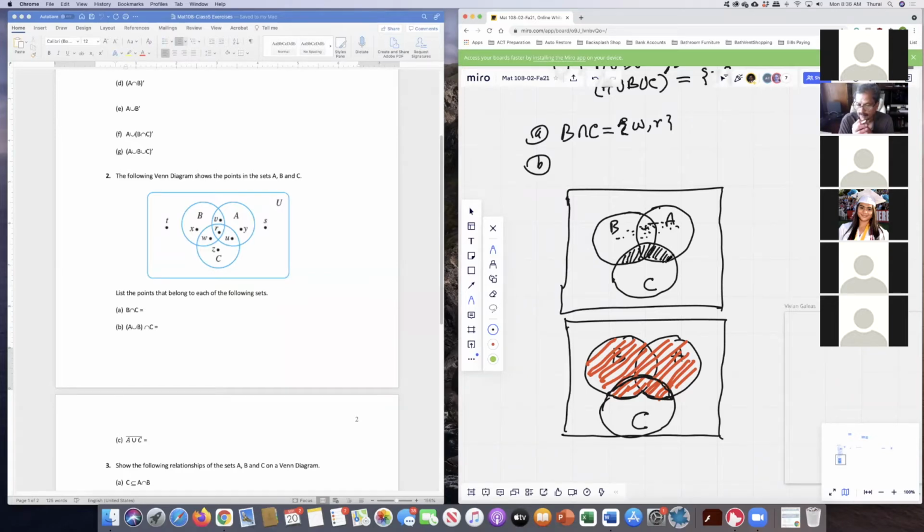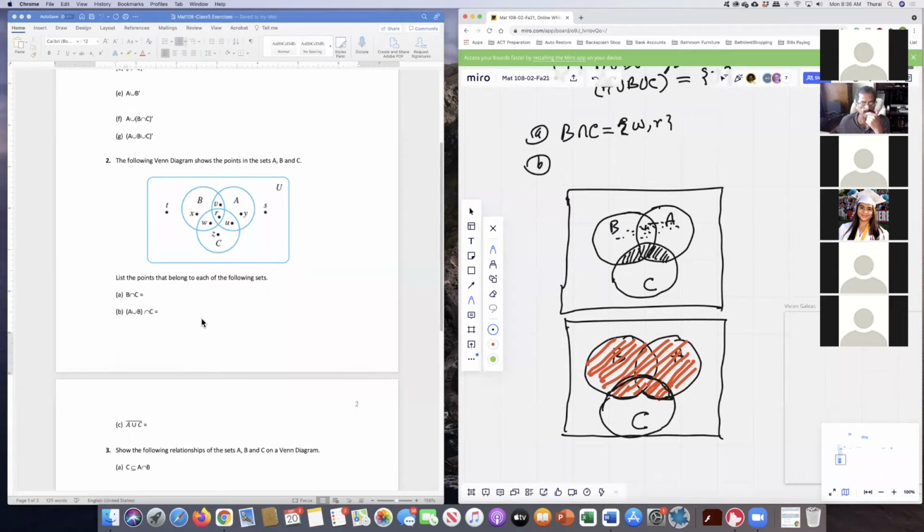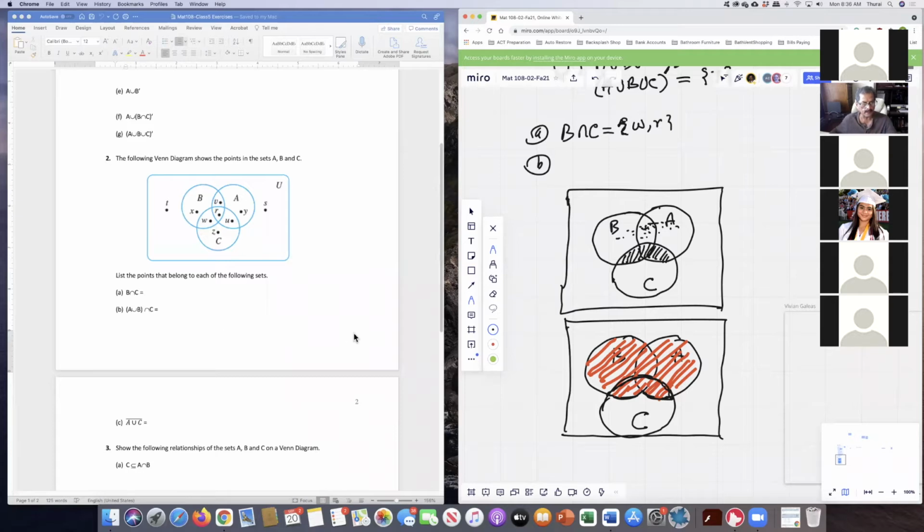Everybody understand that? Okay. Yeah, I get that. Okay, then you can answer the question in the problem. The problem says list the elements that are in A union B intersection C. W, R, and U, yes. So A union B intersection C has W, R, U. Okay.